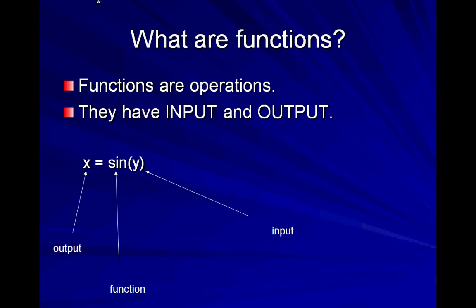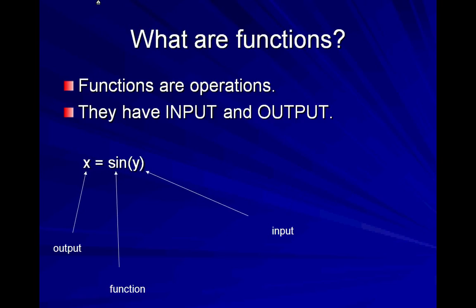Okay, the output, I'm not sure I would necessarily have labeled it that way. I'm not sure I'd say that x is the output here. X is set to the output of this function. The right terminology is that this function sine returns a value. A value comes back and replaces sine of y with the number between -1 and 1 that is the sine of y.